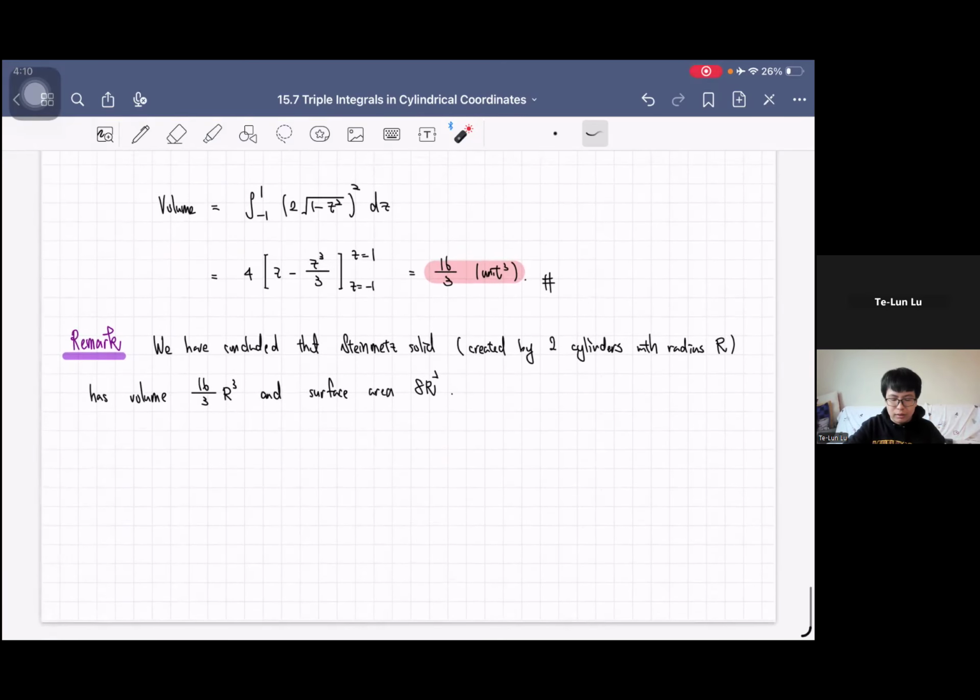Just a small remark here. Combining with our previous fact in 15.5, we now know that a Steinmetz solid, which is created by two cylinders of radius r, has surface area 8r squared and also volume 16 over 3 r cubed. Okay.